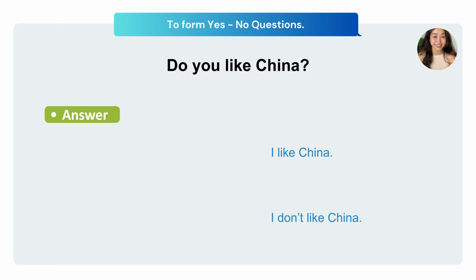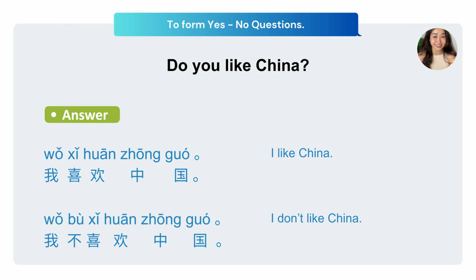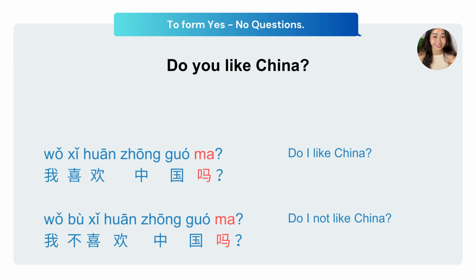First, let's translate the sentence. I like China in Chinese would be 我喜欢中国. And I don't like China in Chinese would be 我不喜欢中国. To turn them into questions, just add 吗 (ma) at the end of your answer, which would be like this: 我喜欢中国吗? Or the second sentence, 我不喜欢中国吗?